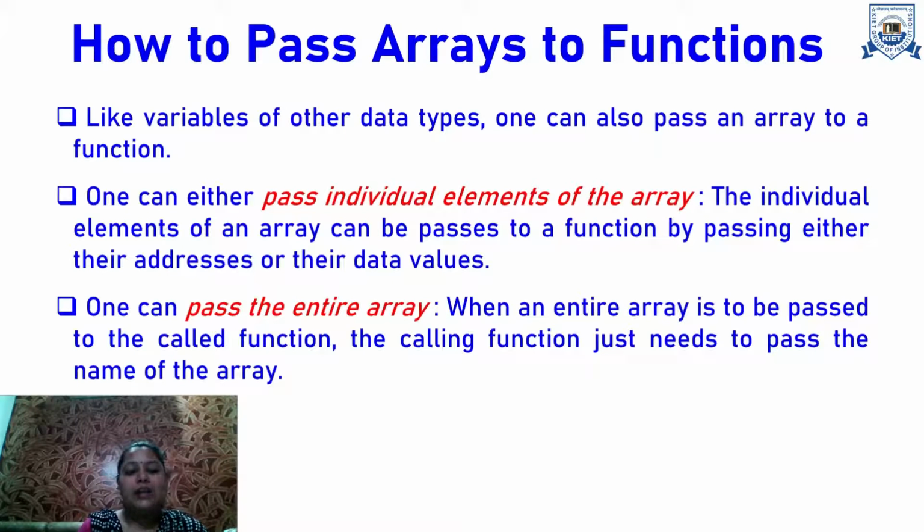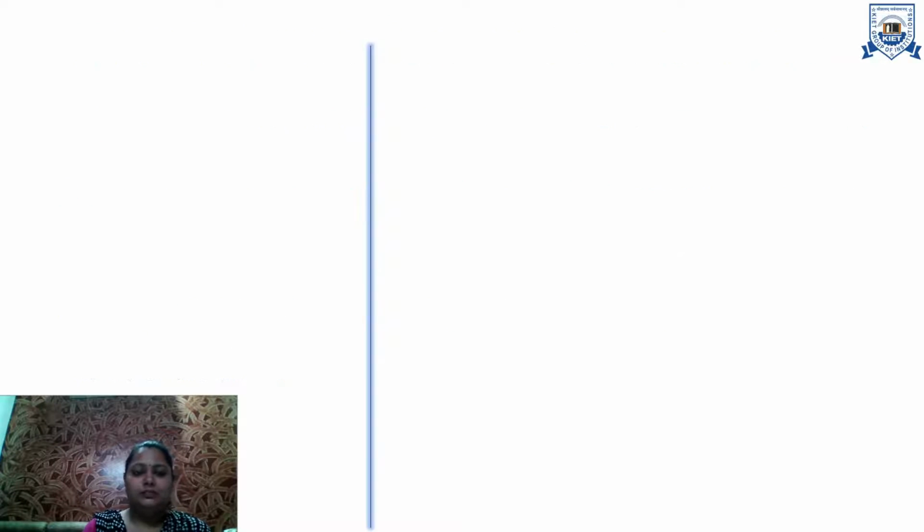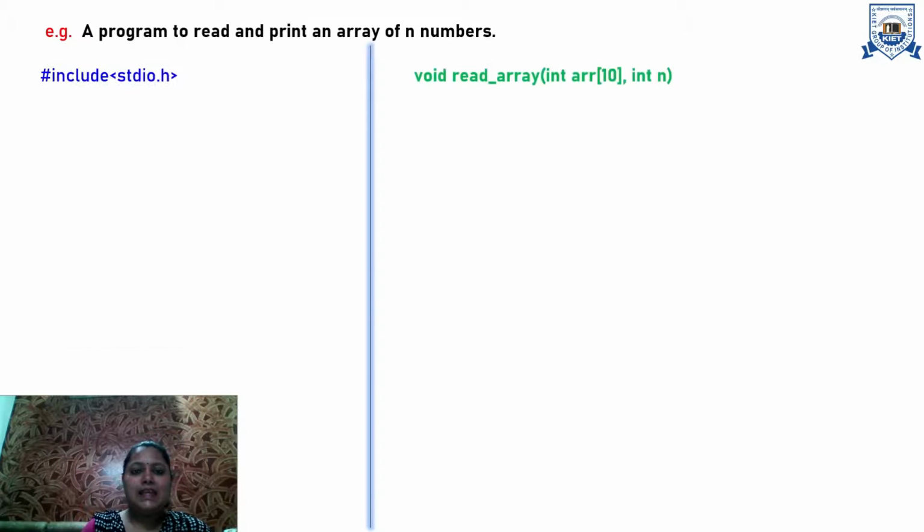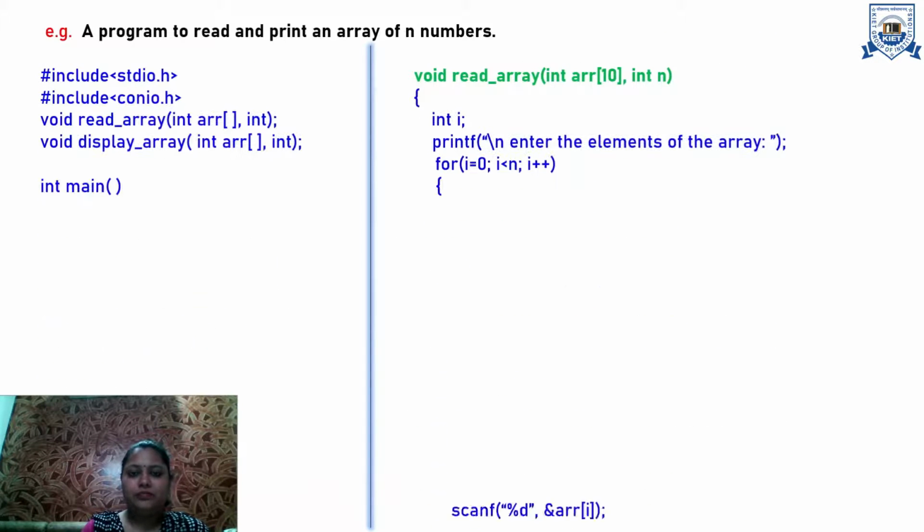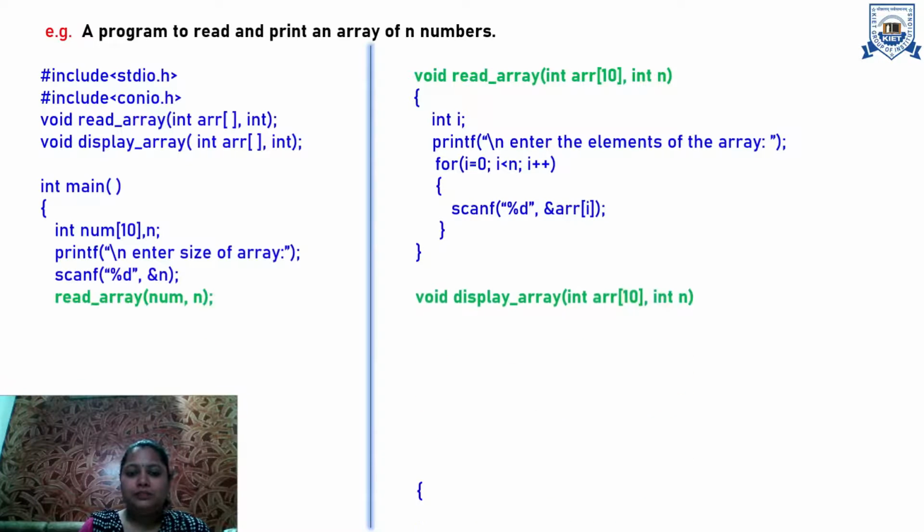Another way is that one can pass the entire array in the function. When an entire array is to be passed to the called function, the calling function just needs to pass the name of the array. Okay, so we have to only pass the name of the array to pass the entire array. Let's see an example for this. It will be more clear.